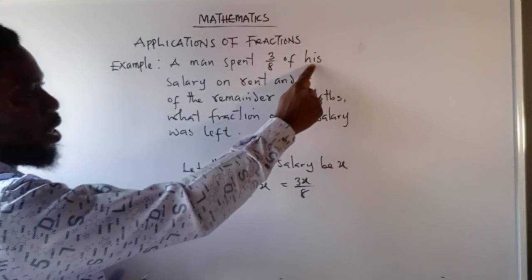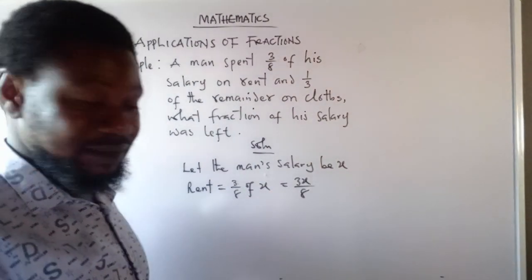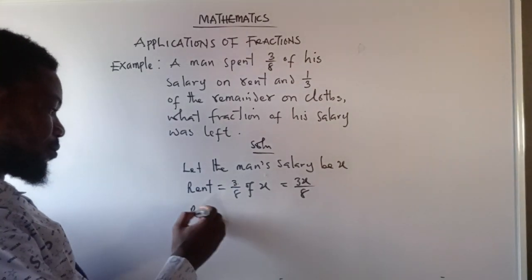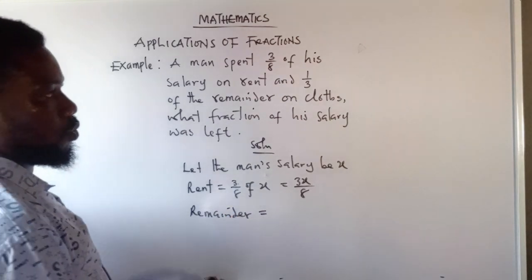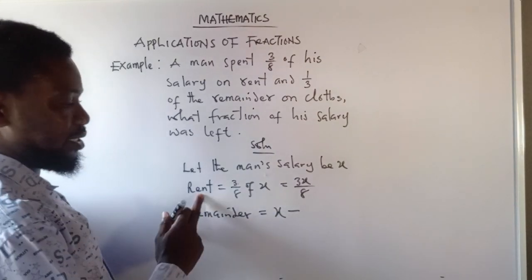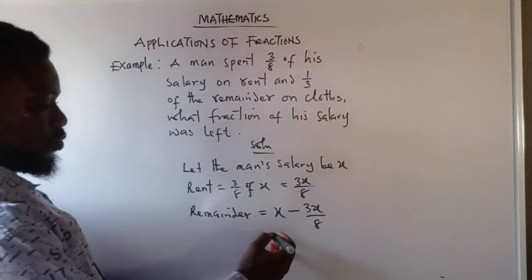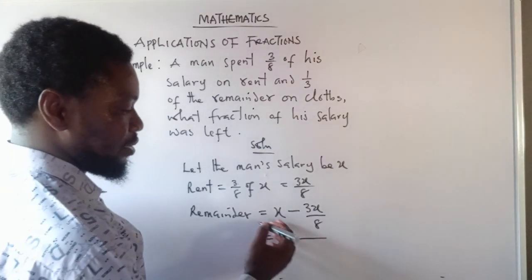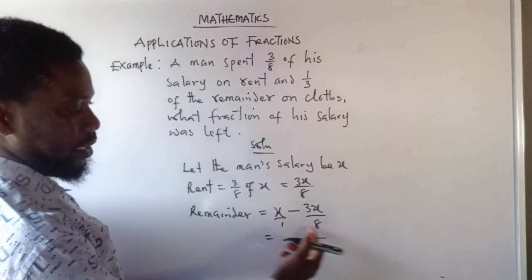Now again they say, and 1 over 3 of the remainder on clothes. So we need to get what remains after he must have paid his rent. So the remainder will be equal to his salary, which is X, minus what he spent on rent, which is 3X over 8. So if we find the LCM, X is also over 1. This is 8 here, which is the LCM of 1 and 8.